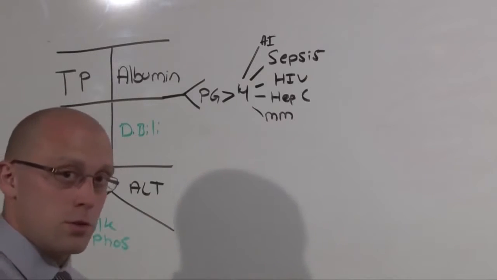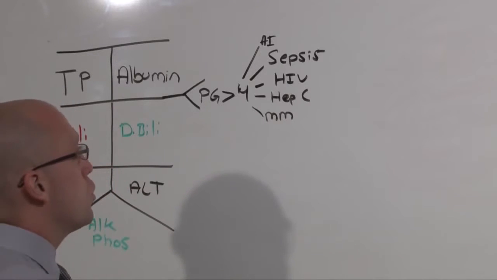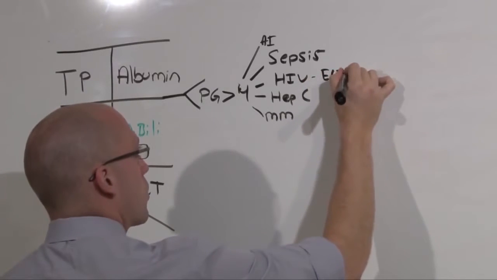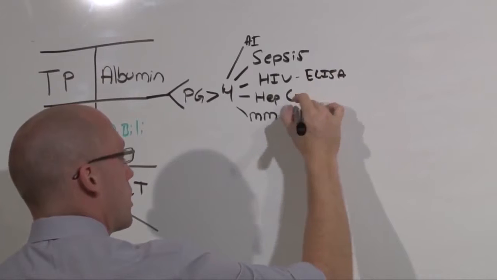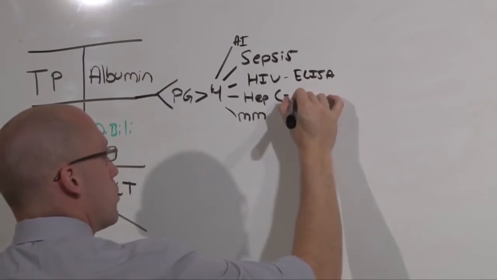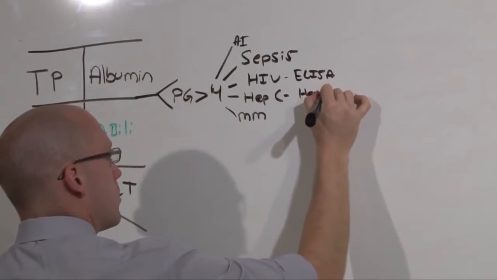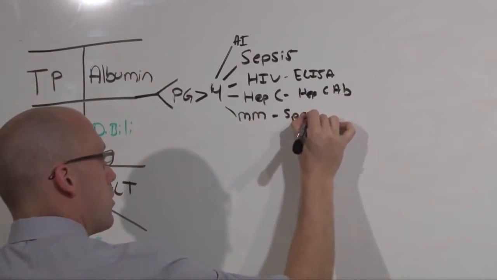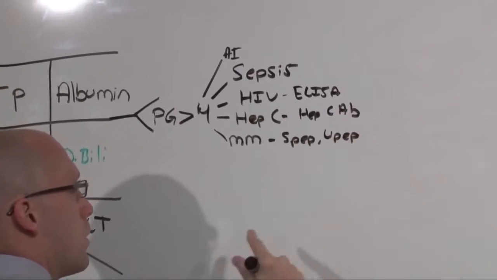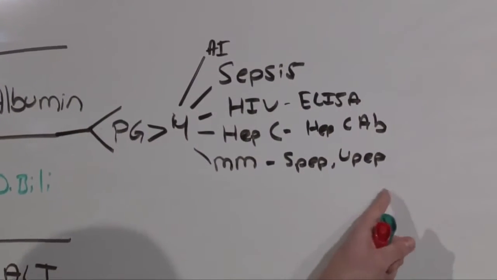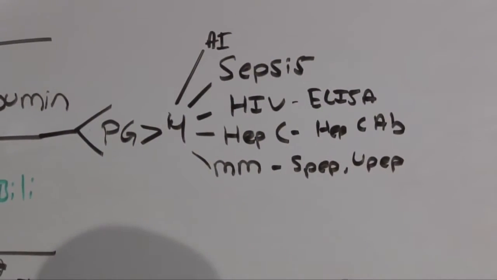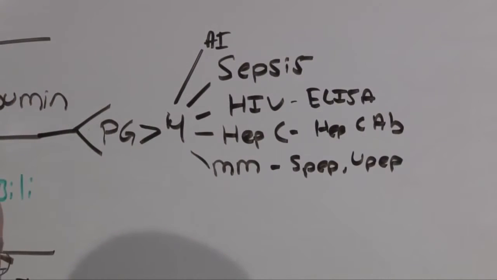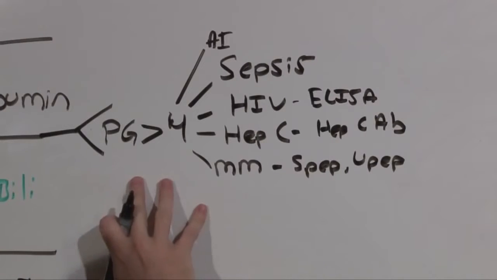But if you were just going to do reflex testing, what you would do is get HIV antibodies, that is an ELISA or the OraQuick. You'd get a chronic hepatitis panel, which would include Hep C antibodies, and multiple myeloma, SPEP, and UPEP. I'm going to say this again. You should not reflexively get these tests unless you do not have an alternative explanation for the elevated protein gap. That's a protein gap differential.